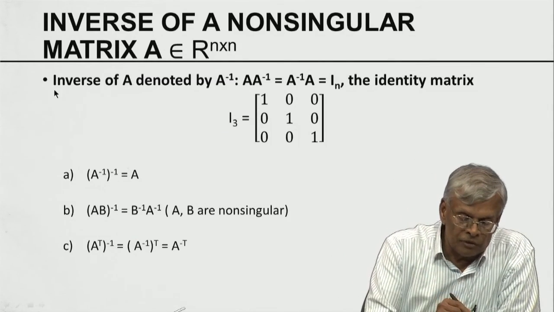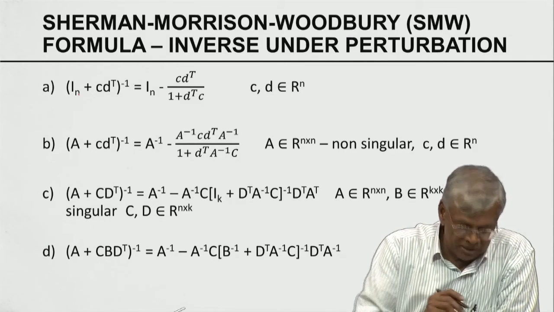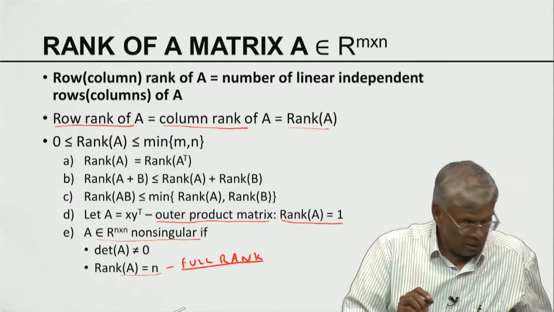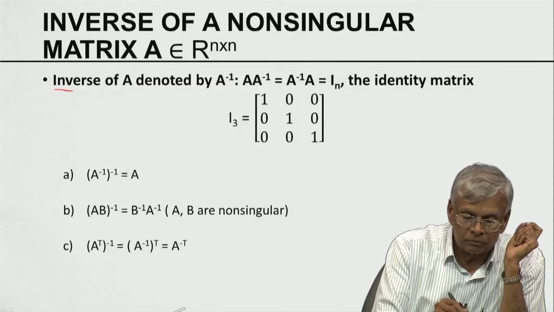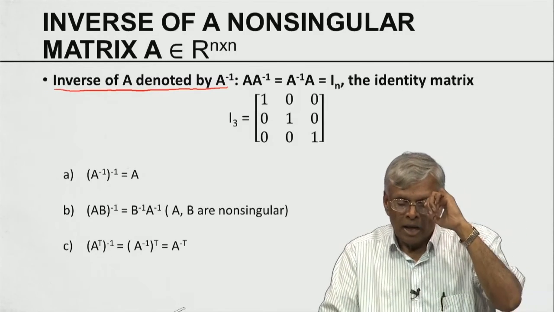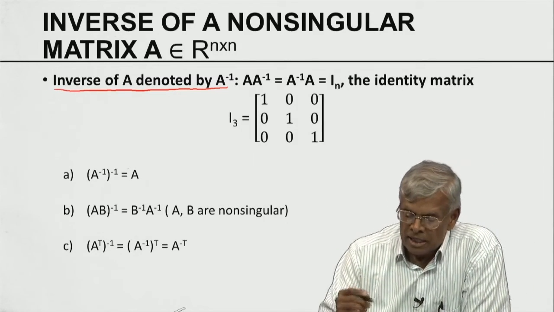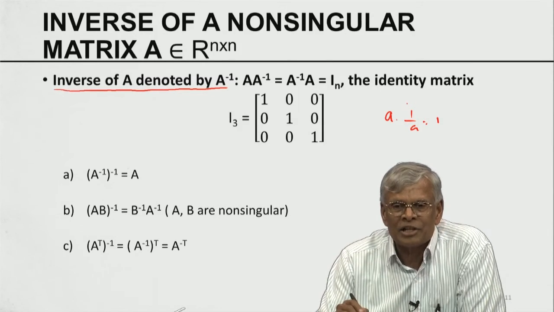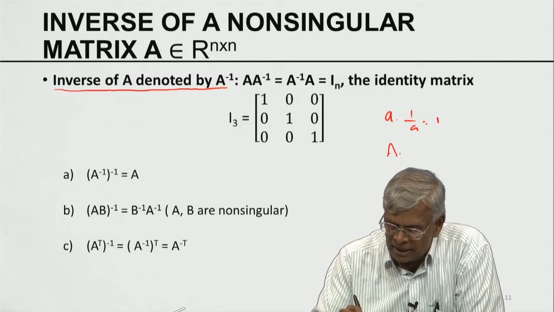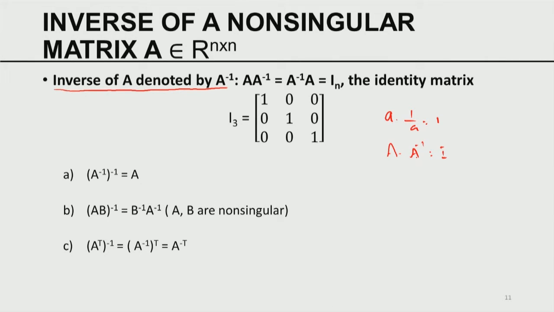I am now going to review the concept of inverse of a matrix. Inverse of a matrix is denoted by A inverse. And how do I define A inverse? The same way in number theory, we say A times 1 over A is 1. We call 1 over A the reciprocal. In matrix theory, we say A times A inverse is equal to I, and we call it the inverse. So inverse and reciprocal are pretty synonymous. The role of the number 1 in numbers is the same as the role of the matrix I in matrices. They are called unit elements.